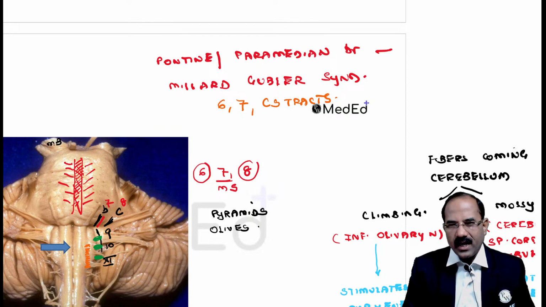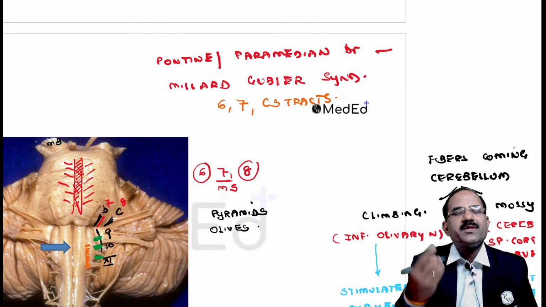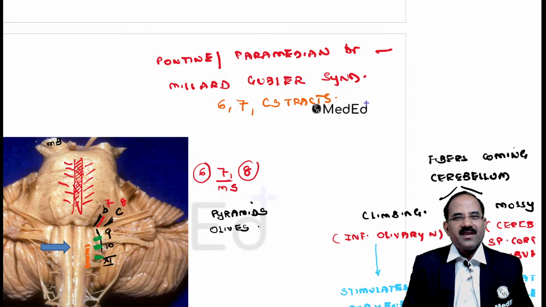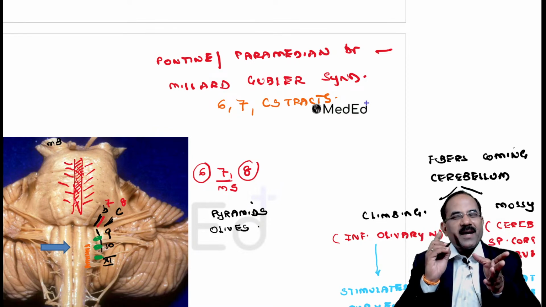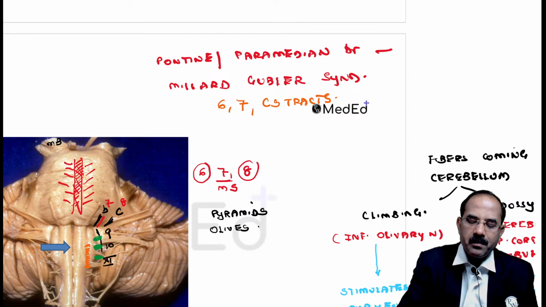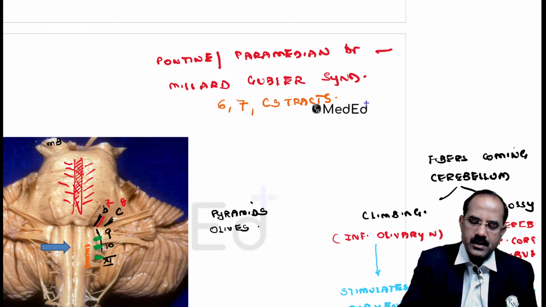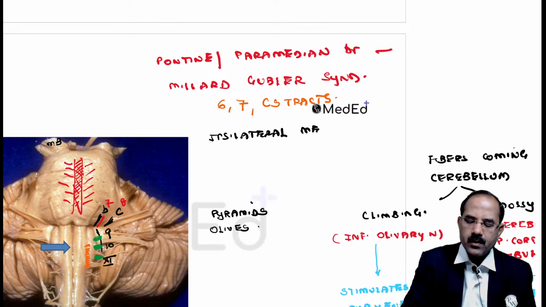So what does the person have? Sixth nerve is gone. Sixth nerve involved है. So what does the person complain of? Lateral rectus है ना. Lateral rectus paralyzed हो गया. तो ipsilateral medial squint. What will the person get? Ipsilateral medial squint.